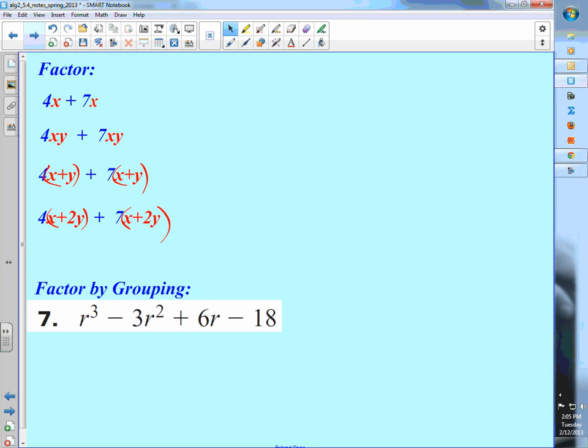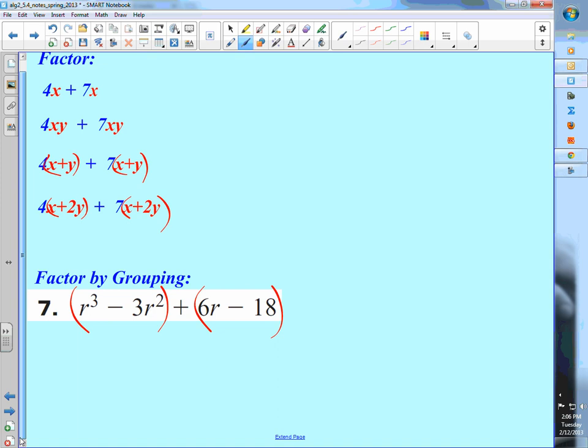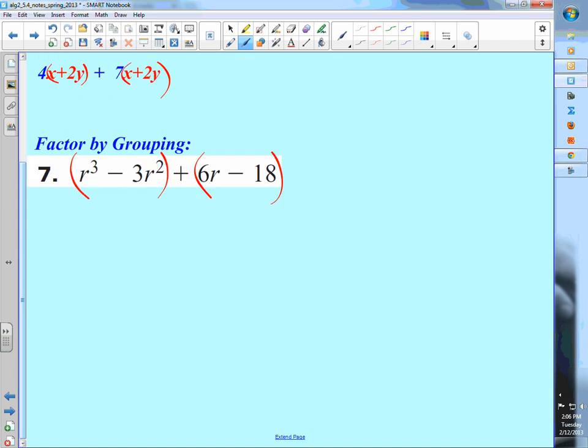You will always group first 2, last 2. Always. So when you have 4 terms, it's not a trinomial, it can't be difference of squares, all that other stuff. We're going to put parentheses around the first 2 and the last 2. And take out what's in common in the first parentheses. What's common in there? R squared. So we're going to pull out R squared, and you're going to be left with, in this case, R minus 3.